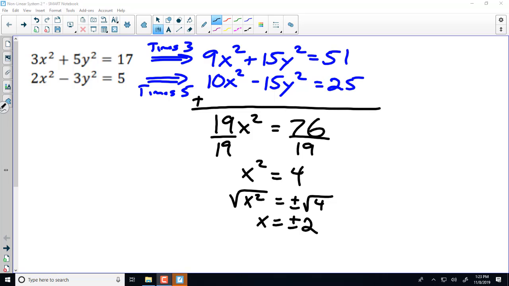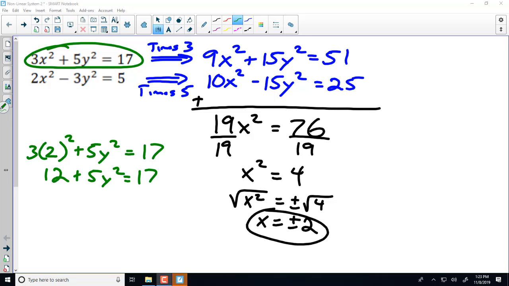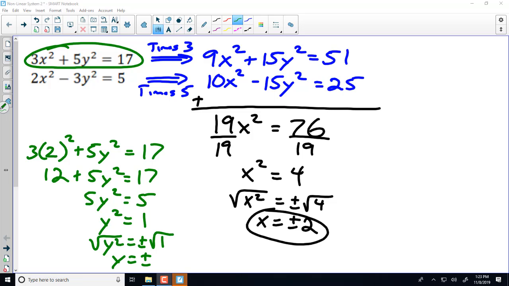Now we take plus and minus 2 and plug them back into either one of the original equations to figure out what y is going to be. I'll take this first equation right here and try plugging in a plus 2 and a minus 2. If I plug a 2 in there, I get 2 squared is 4 times 3 is 12, plus 5y squared equals 17. Subtract 12 from both sides. 5y squared equals 5. y squared equals 1. Apply the square root property, and it looks like I get y equals plus or minus 1.